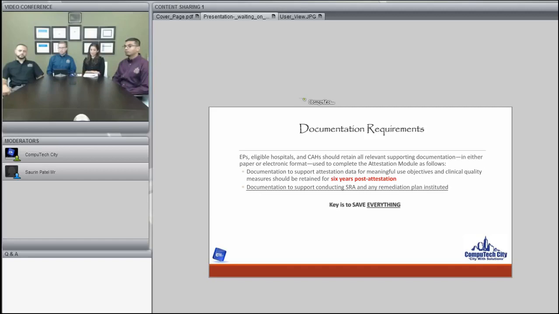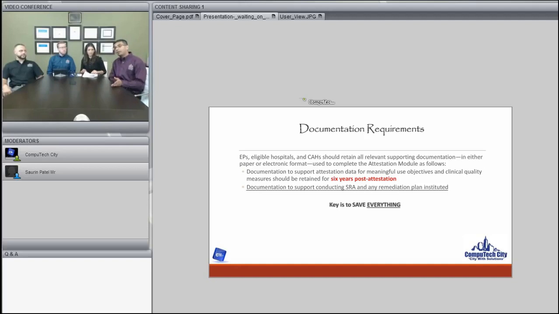And for the SRA, you would have to document that you had done it. And then if there is any remediation plan that was put in place, you have to make sure you have it on file, visually in a digital format or a paper format. And the main key is just to make sure you save every piece of information you have, so that when you are about to attest, you are assured that if you are selected for an audit, you will be good to go and have your information ready. And I'll talk about the audit process next.